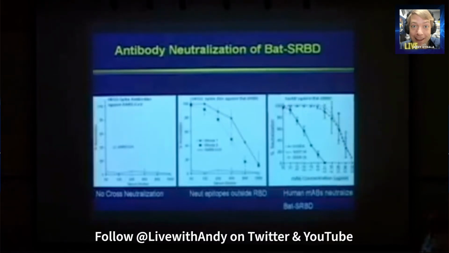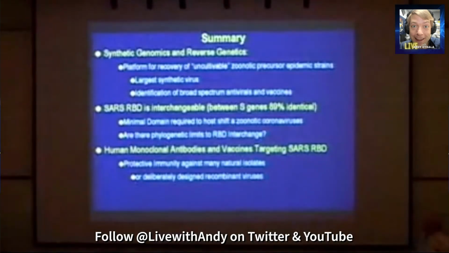And if you take the human monoclonals that target the epidemic strain RBDs, you can neutralize these viruses quite efficiently. So in summary, certainly synthetic genomics and reverse genetics can be a platform to recover uncultivatable zoonotic precursors. It can be used to synthesize, this is actually the largest synthetic virus to date. It's going to be a short record, but it is a record. And you can use it now to identify broad-spectrum antivirals and vaccines.